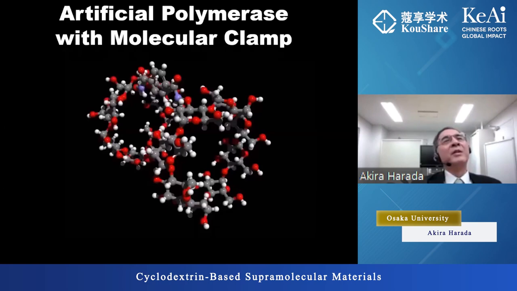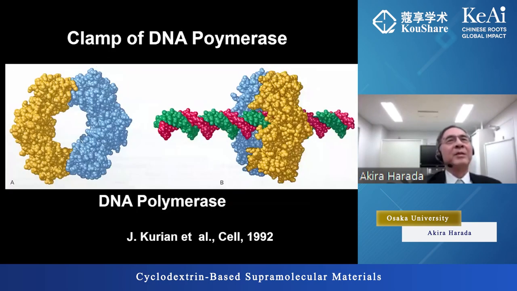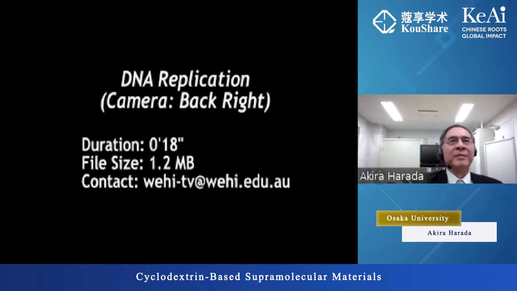So, this part is similar to DNA polymerase. We call it the clamp part right here. It should be like a donut. The double helix DNA is encircled by this enzyme. The DNA chain is elongated in the enzyme. The structure is similar to our system.